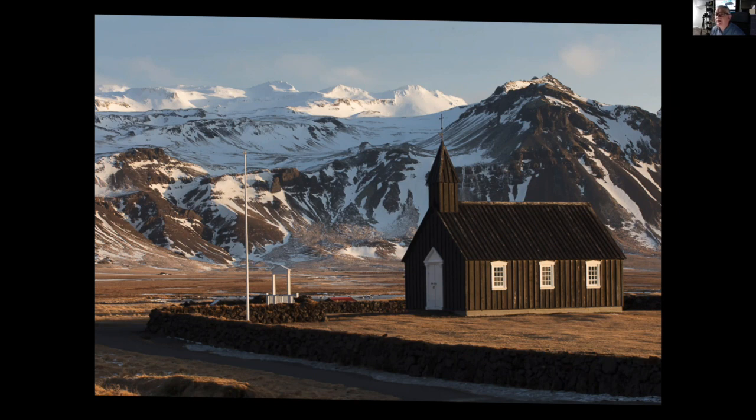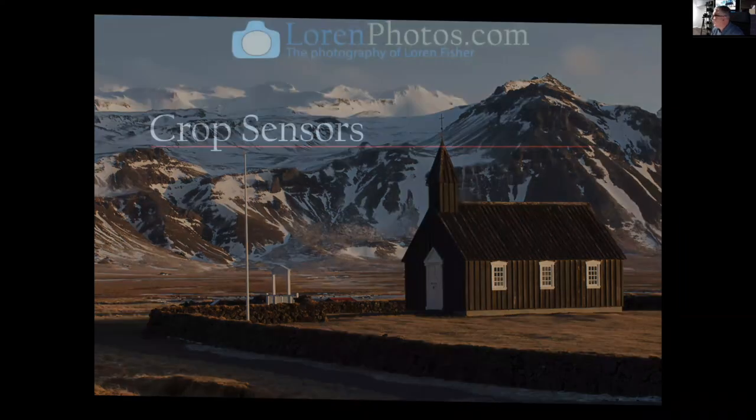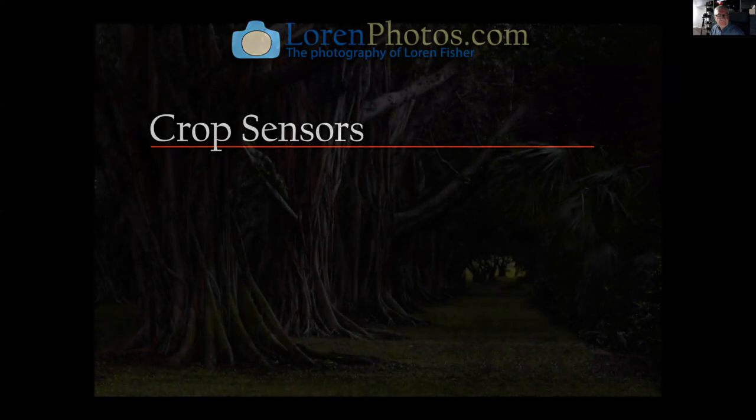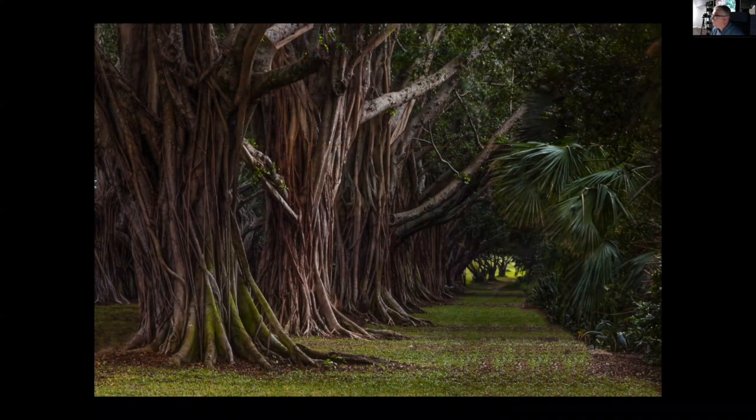But I want to talk about something that there's a lot of discussion and confusion about, and that's how lenses and crop sensors affect each other. So the traditional film 35 millimeter camera had film size that was just about 36 millimeters wide by 24 millimeters high. So it created that two to three ratio, which this photo is. And when digital came out, they couldn't make affordably a sensor that big. So they made smaller ones and they're called crop sensors.